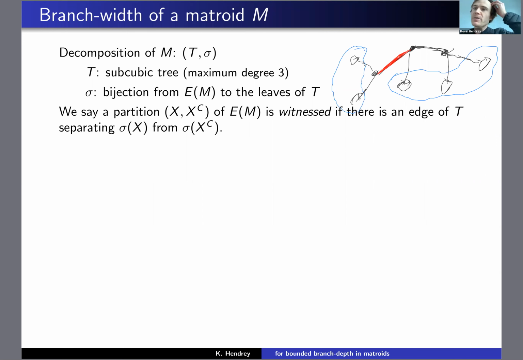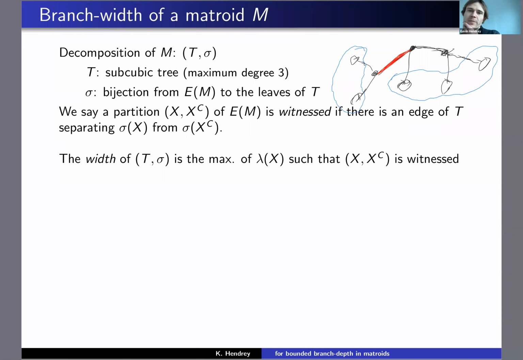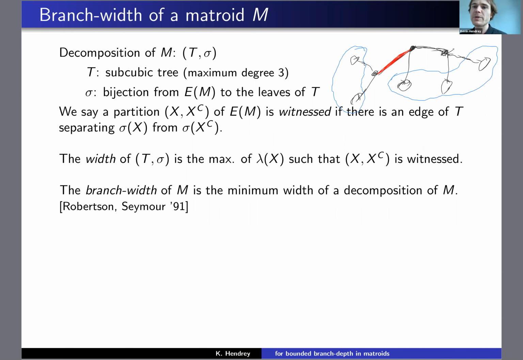So we can delete any edge from this tree, and we'll get some partition of the leaves, and those are the partitions that we're interested in. And why are we interested in these partitions? The width of the decomposition is the maximum value of lambda(X), such that (X, X complement) is one of these partitions. And then the branch width of the matroid is the minimum width of a decomposition of the matroid.